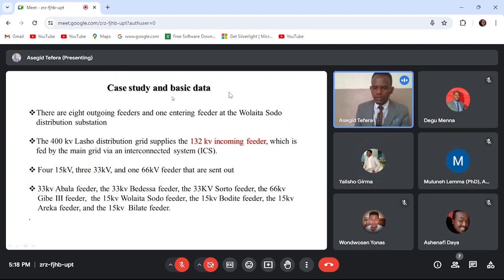Our case study area is the Sodo 1 substation. There are 8 outgoing feeders and 1 entering feeder at the Sodo substation. So from the 400 kV grid, or from Addis Ababa, then from there to our substation by a 132 kV incoming feeder to the Sodo substation, which is fed by the main grid through an interconnected system.